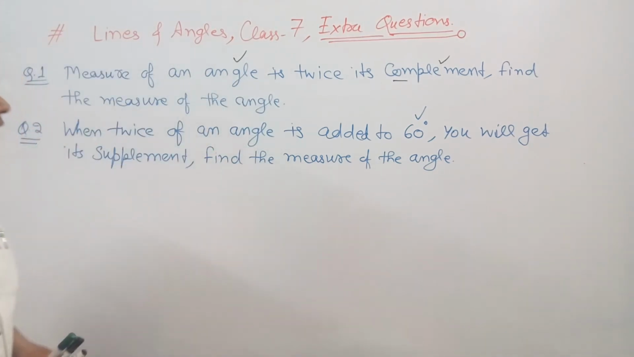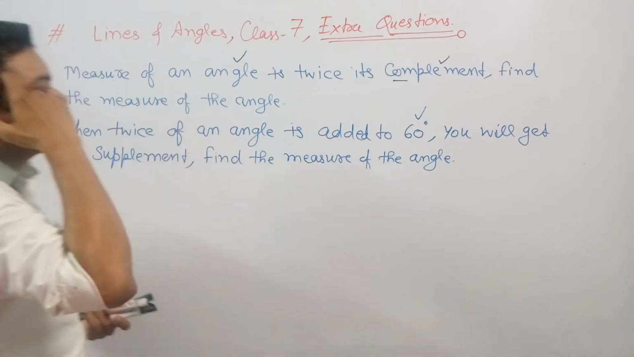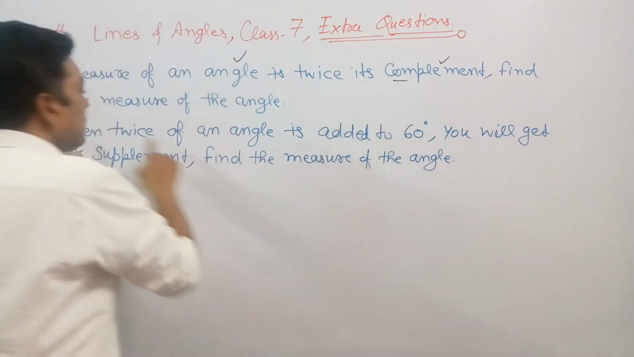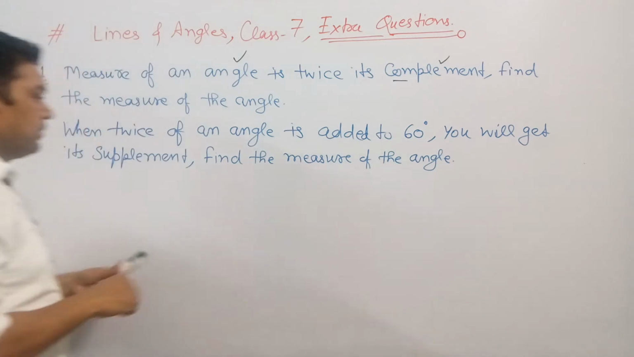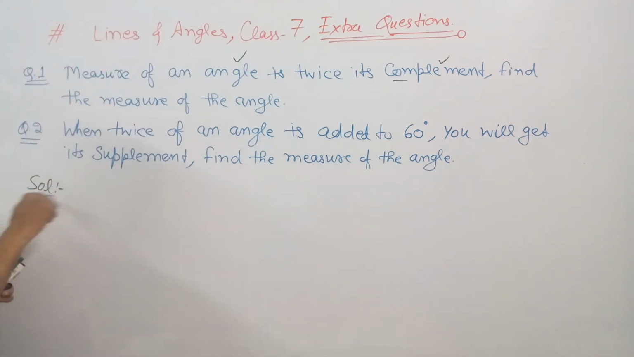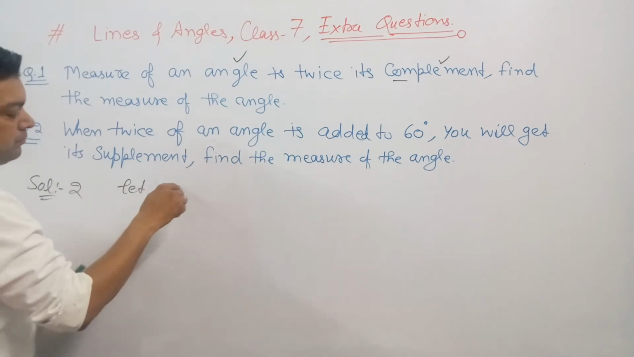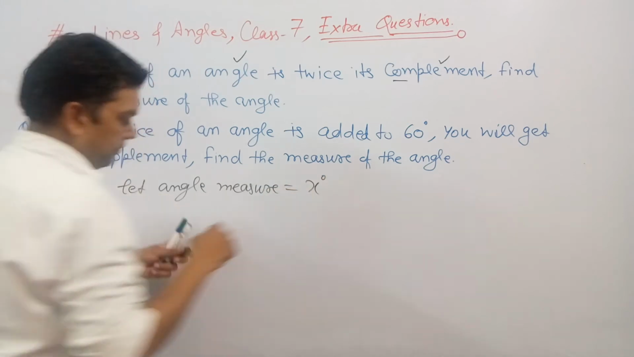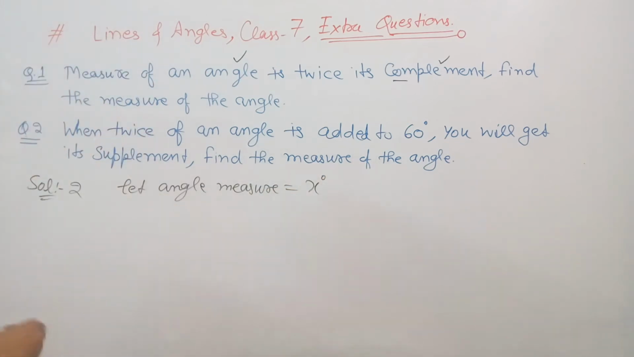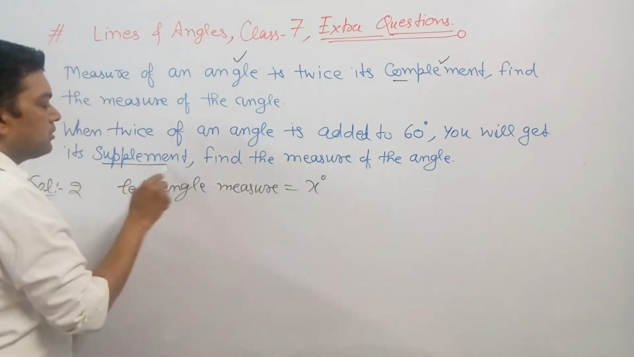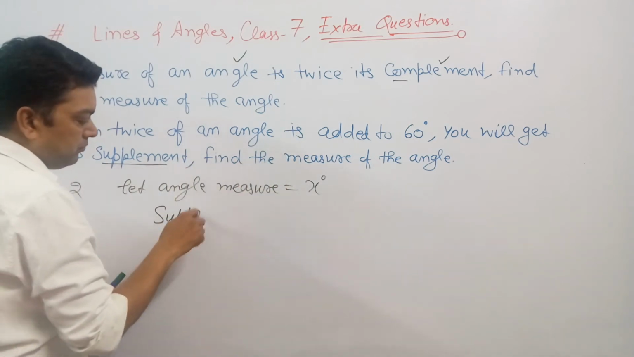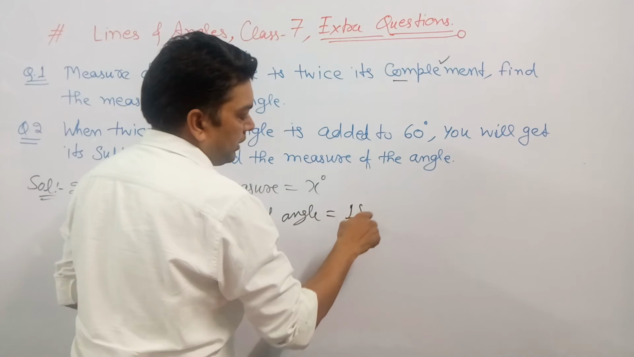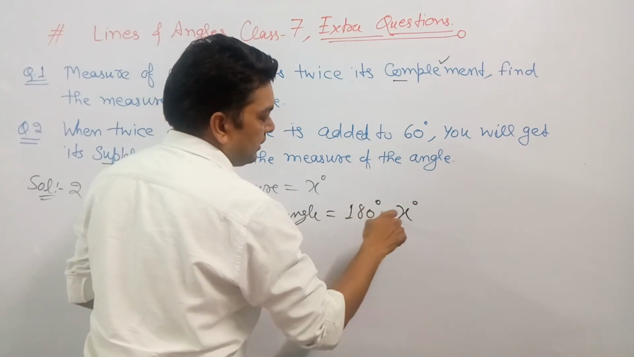Similarly question number 2, see what is the condition. Now he is talking about when twice an angle is added to 60 degree. This is a question made by myself. Solution number 2. Let angle measure be x degree. Then he is talking about supplement. Supplement of angle is equal to 180 degree minus x degree, right or not?